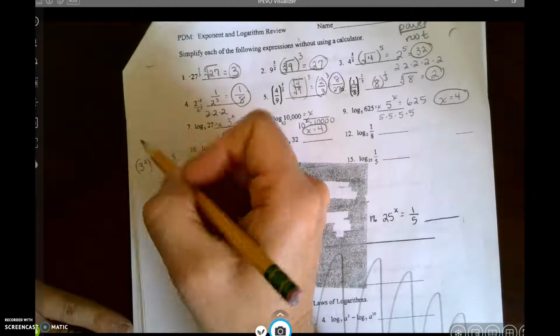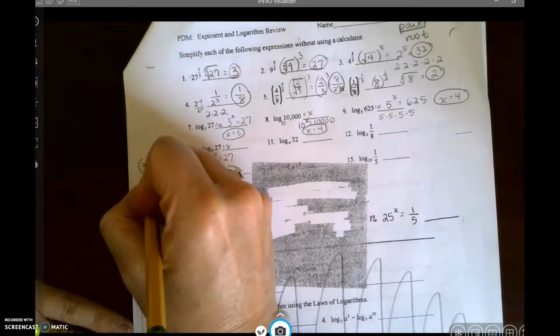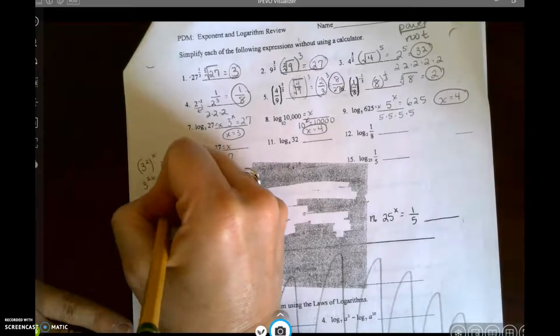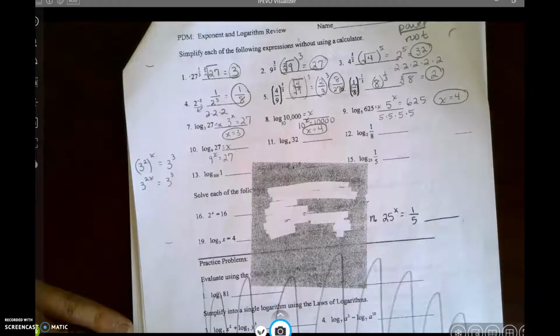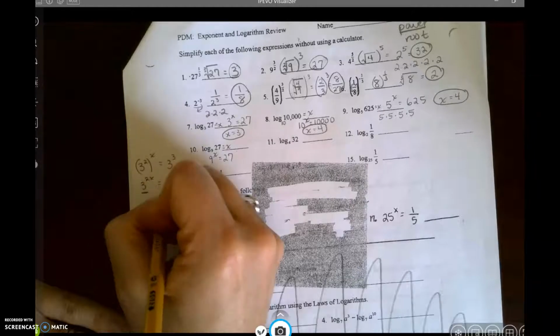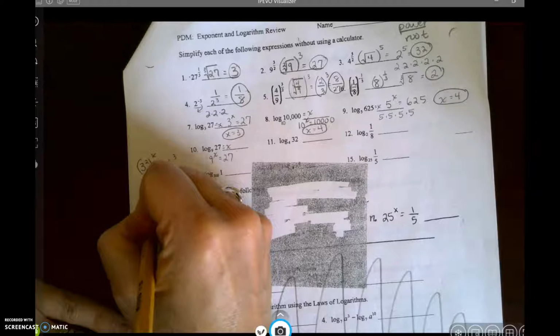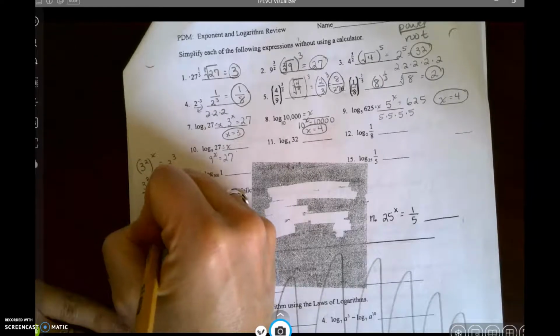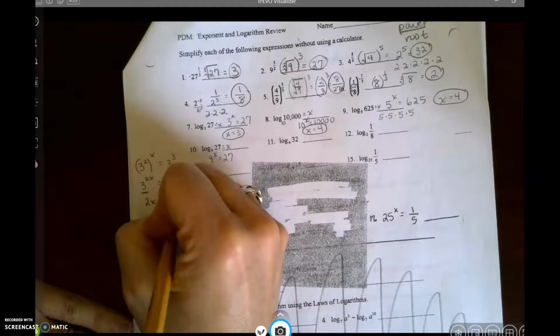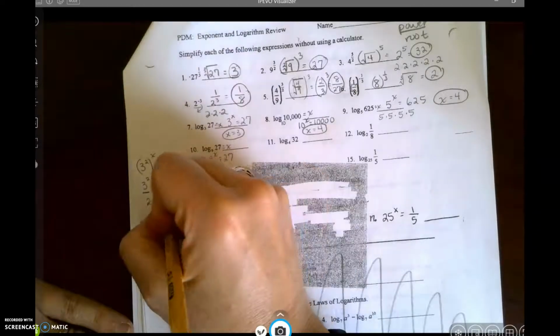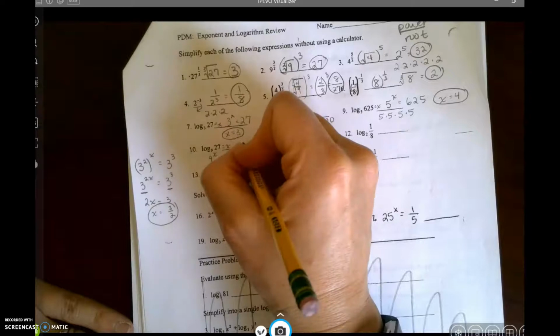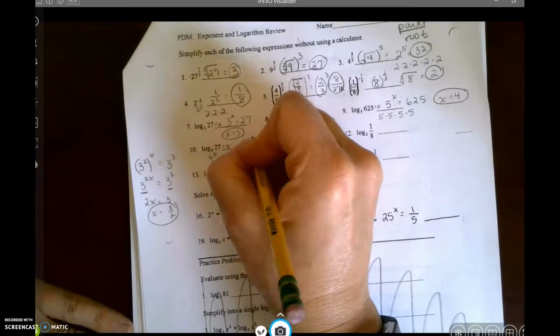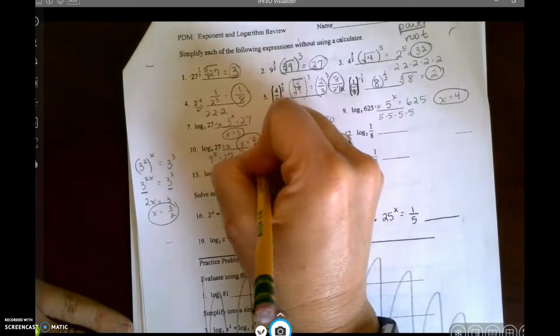Power to a power, we multiply, so 3 to the 2x equals 3 to the third. Notice they have the same base, so I can set the exponents equal to one another. 2x must equal 3, so x equals 3 halves. That's my answer for number 10. So x equals 3 halves.